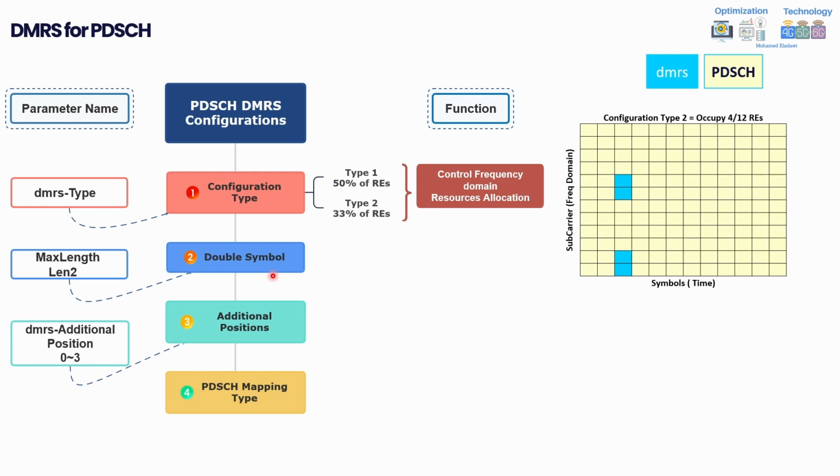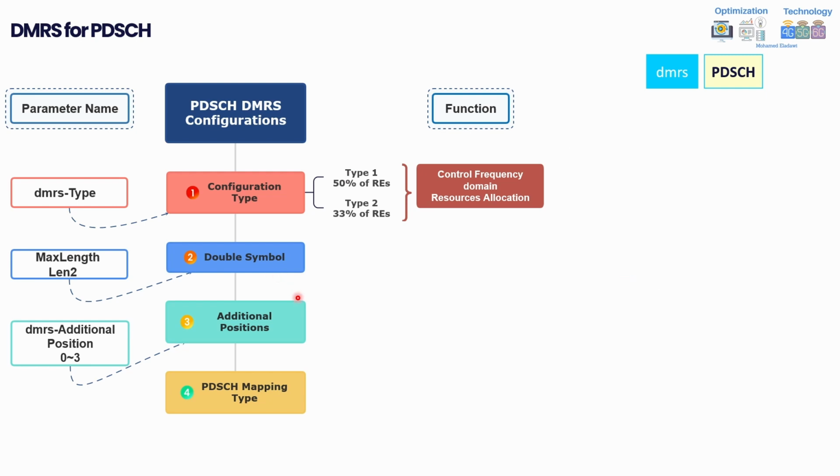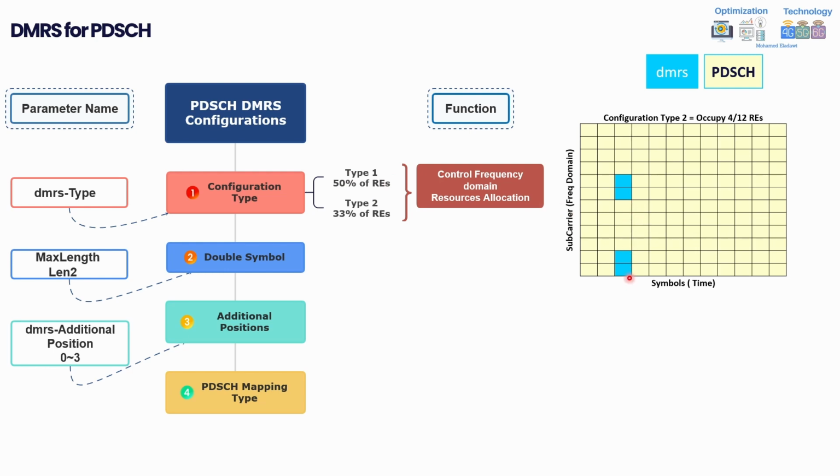Moving forward with the second type, it's about the double symbol. What we have just shown for type 1 and type 2, as mentioned here, was occupying one symbol. Now, what if you want to double the configuration and make it 2 symbols?